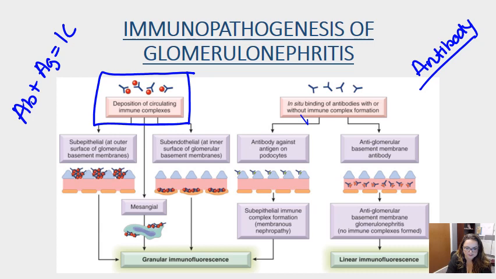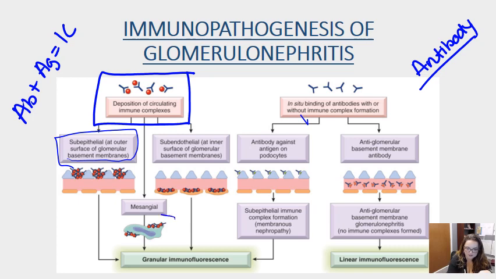So you have this deposition of these circulating immune complexes, and they can wind up in a couple places. They can be at the outer surface of the glomerular basement membrane. So that means they're really big and they couldn't even get through, or they were able to get through the outer surface of the glomerular basement membrane, but then they couldn't get through the inner surface, okay, where the pores are smaller.